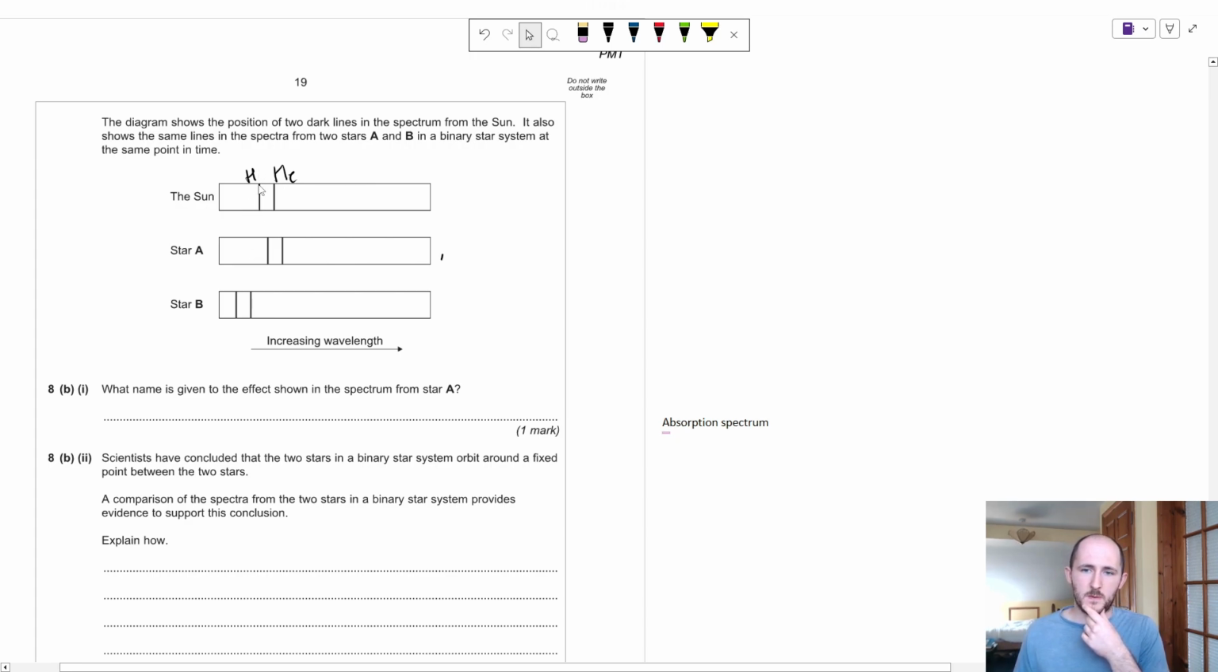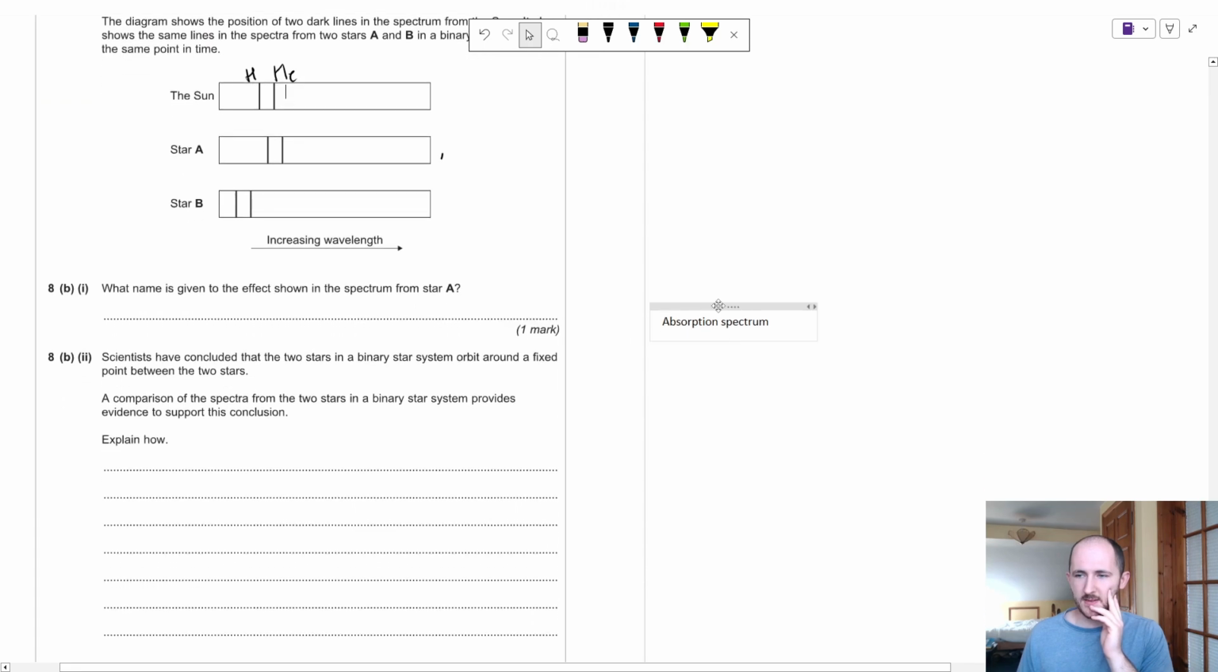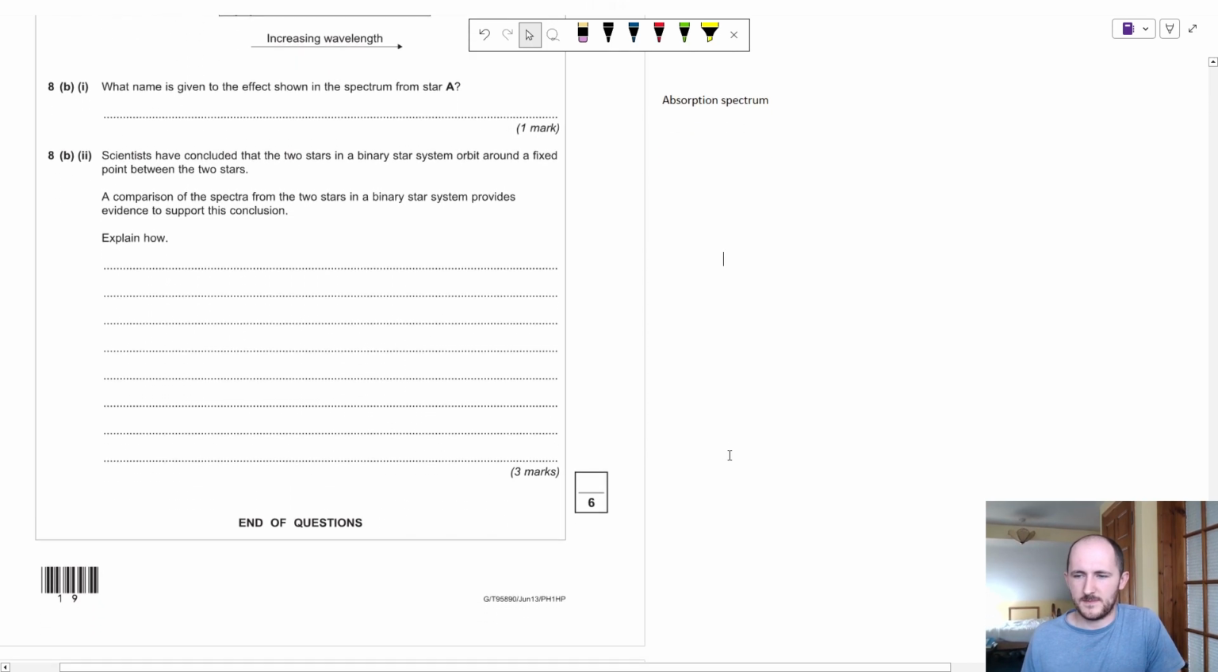So these atoms will absorb specific wavelengths. If they're dark lines, they're absorption spectra. If they're bright lines, they're emission spectra, because they're showing you what wavelengths a certain element will emit. Which is why it's a good thing I reread that. So it says an effect. I'm going to say absorption spectrum.